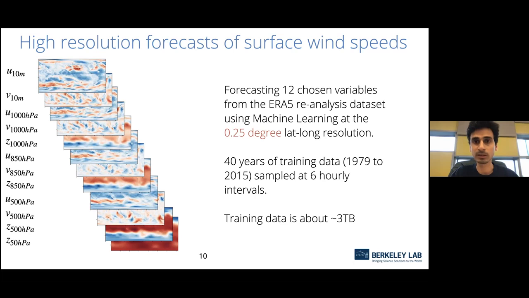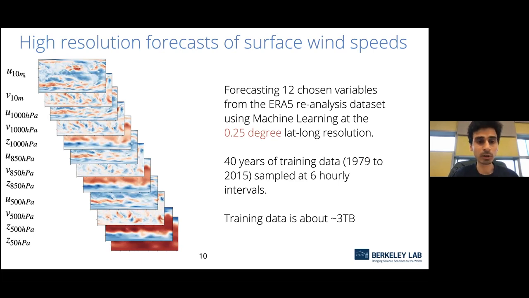Forecasting of surface wind speeds could have really useful applications in, for example, wind farms, where you might need to know what the electricity output is going to be for the next day or the next several days. So this is an important problem to tackle. We are mainly interested in forecasting the surface wind speeds, which are the U10 and V10 variables, the 10-meter surface wind velocities.